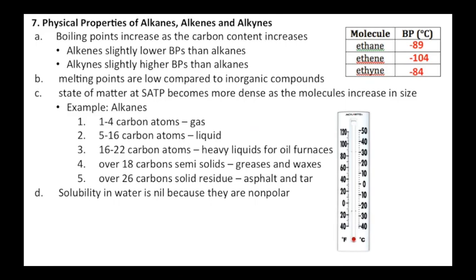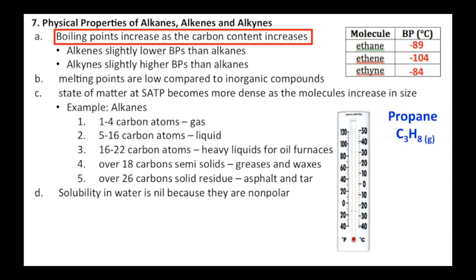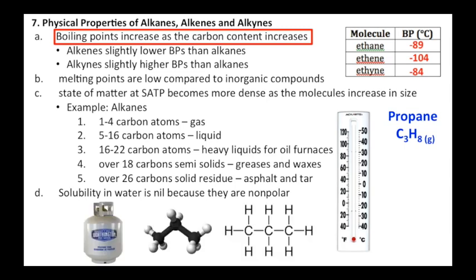Okay, now let's talk about some physical properties of alkanes, alkenes, and alkynes. First of all, boiling points increase as the carbon content increases. Okay, what does that mean? Well, let's take C3H8. Now the carbon content means there's 3 carbons in there, right? So we know what C3H8 is. That's propane. There's a propane bottle. There's what it looks like. Here's the structural diagram. All right.